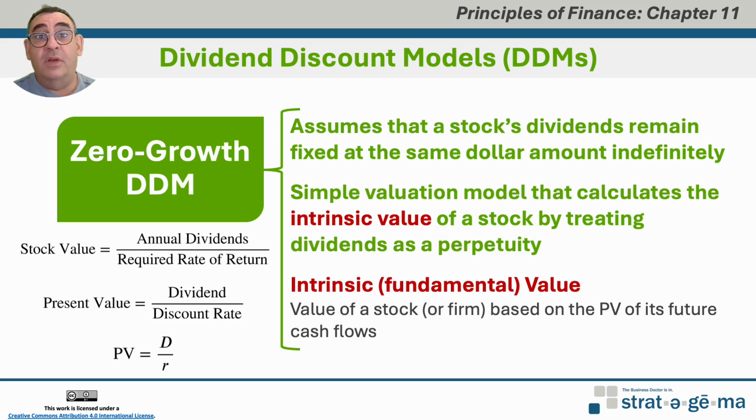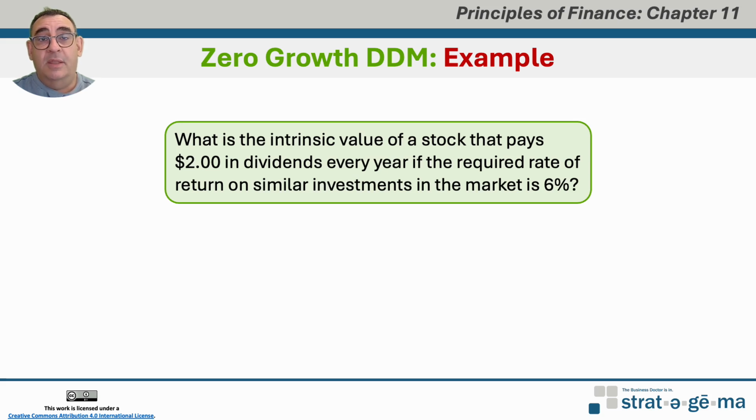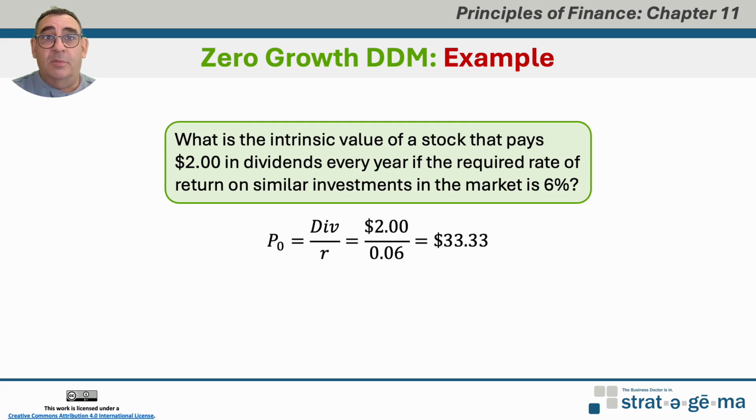So let's kick it off with a very simple example. What's the intrinsic value of a stock that pays $2 in dividends every year if the required return on similar investments in the market is 6%? To solve it, we're going to apply our formula. P0, the price of the stock now, is equal to dividend divided by R. We'll end up replacing Div with D later on. So the dividend is $2. The required rate of return is 6%, 0.06. That gives us an intrinsic value of $33.33.